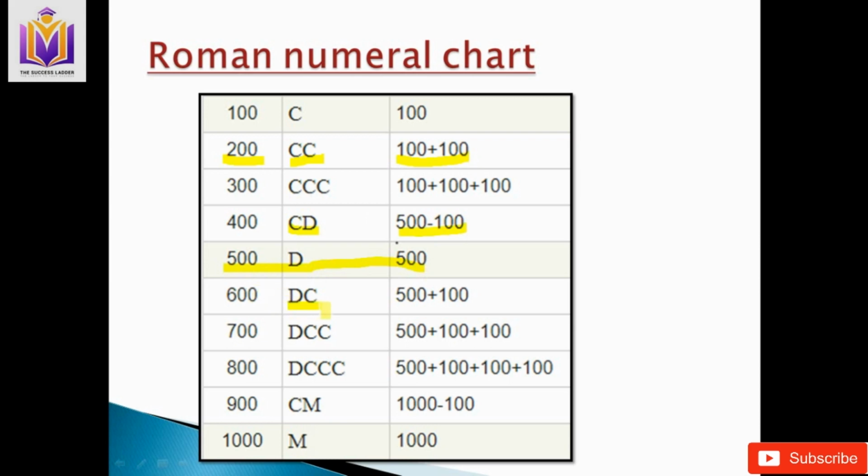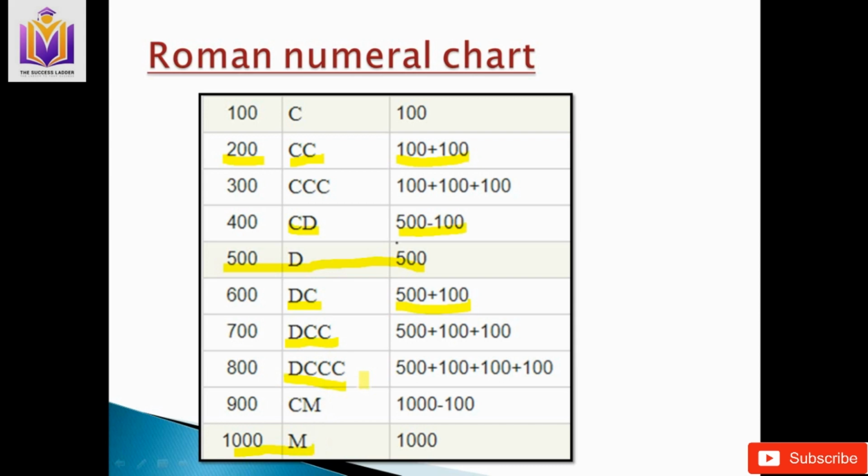Now this is the benchmark. This is 500. So D denotes 500. Now to write 600, we use DC. So here the smaller letter is after the greater number, and that's why we are adding this. So 500 plus 100, it will become 600. And moving forward, 700 we write DCC. Then D and triple C for 800.